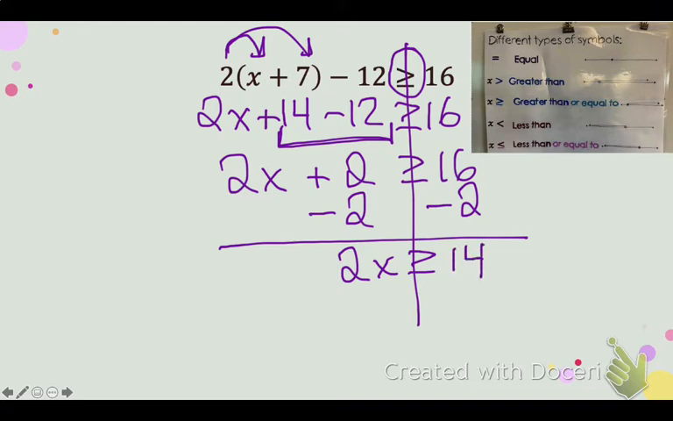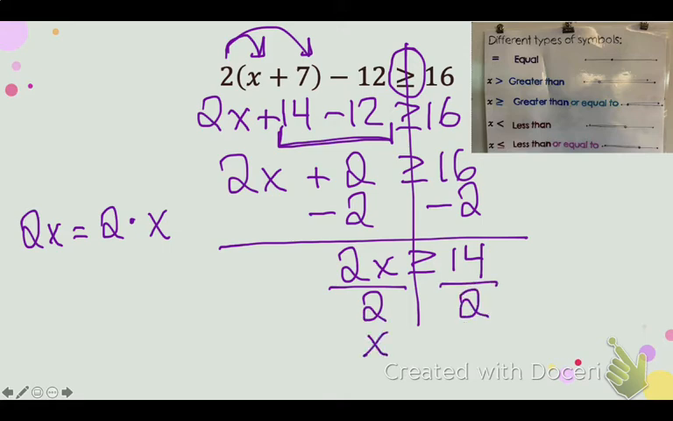And then my very last step is to solve for x, and I'm either going to do that by multiplying or dividing. I will never add or subtract on my last step if I have something in front of the variable. So 2x. 2x is the same as 2 times x. Okay, so because it's 2 times x, I'm going to do the opposite of multiplication, which is division. So I'm going to divide both sides by 2. So x is greater than or equal to 7.